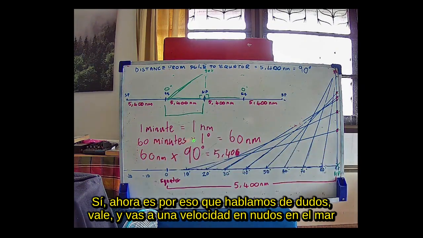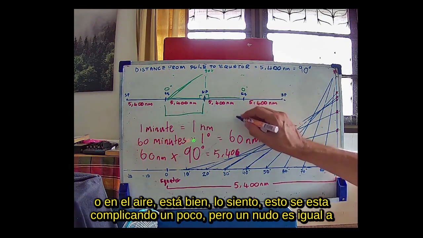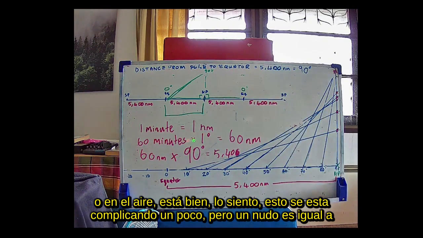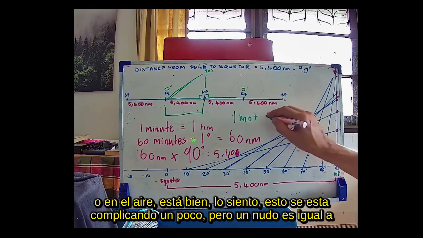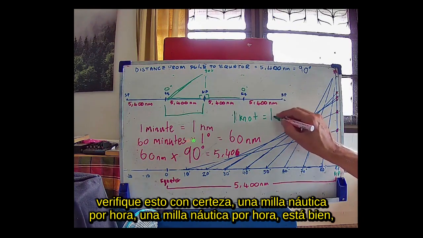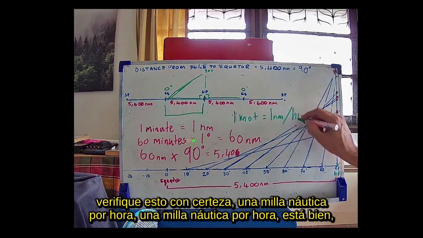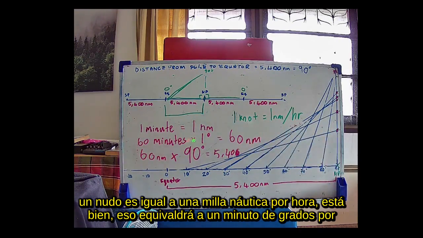Now, that's why we talk about knots. You go at a speed of knots on the sea or in the air. Sorry, this is getting a bit cluttered, but 1 knot is equal to, just check this for sure, 1 nautical mile per hour. 1 knot is equal to 1 nautical mile per hour.